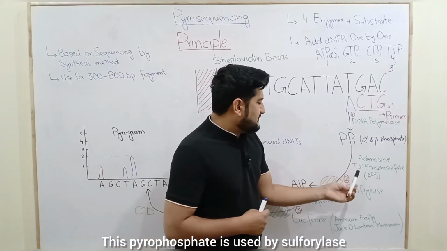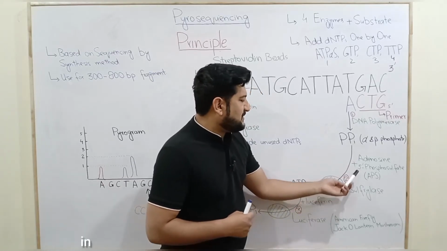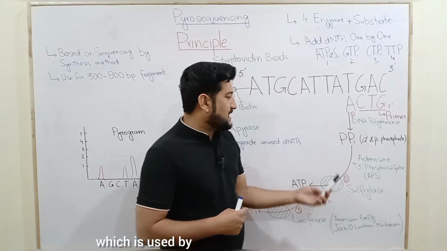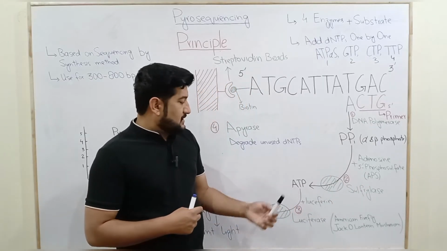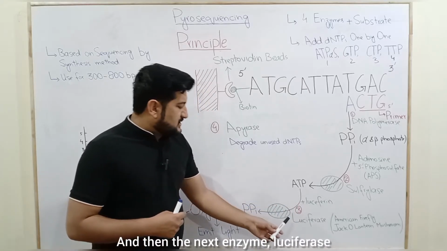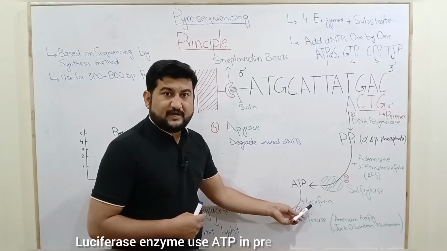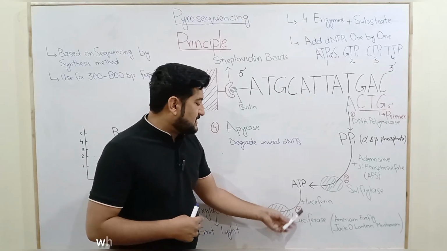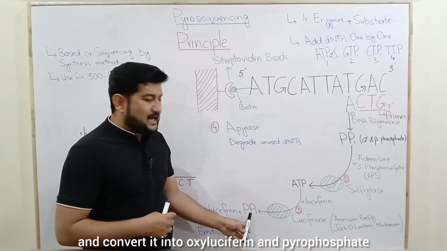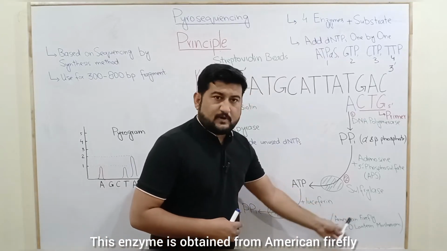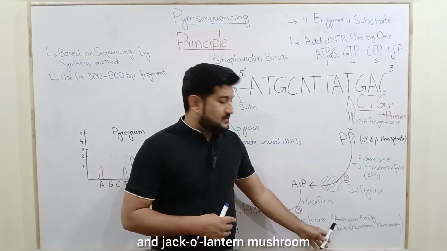This pyrophosphate is used by sulfurylase in the presence of adenosine 5'-phosphosulfate, which is used by this enzyme as a substrate and converted into ATP. And then the next enzyme, luciferase. The luciferase enzyme uses ATP in the presence of luciferin, which is used by this enzyme as a substrate and converted into oxyluciferin and pyrophosphate. This enzyme is obtained from the American firefly and the jack-o'-lantern mushroom.